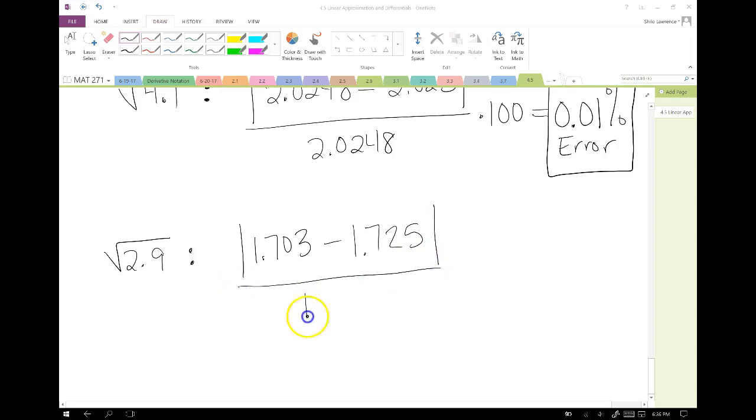And we divide by the actual because we're interested in seeing how far off of the actual value of square root of 2.9 we are. And then we multiply it by 100 to change it to a percent. And those absolute values will do away with any negative because we're not concerned with whether our linear approximation was over or under the actual. So just ignore any negatives in the numerator.